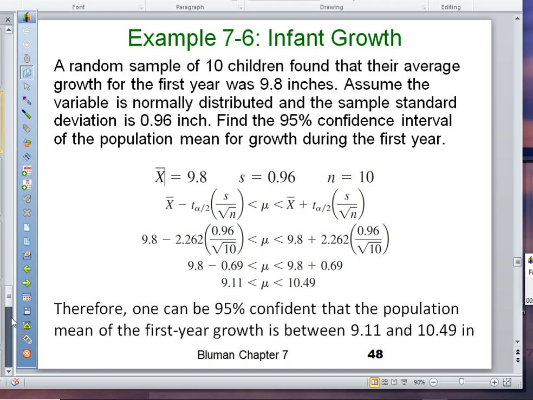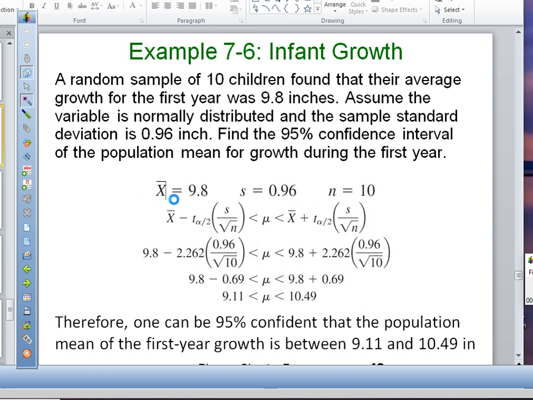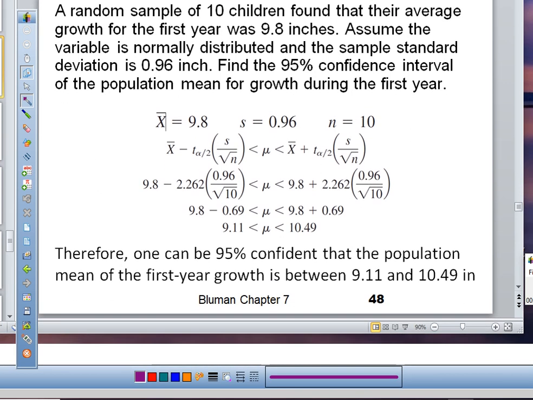Oh, actually they don't round. Okay, so yes, this is kind of what they got. This is it prettier if you want to see that. And then they give a nice summary saying that one can be 95% confident that the population mean in the first year growth is between 9.11 and 10.49. So we're saying that's our confidence level that the population mean really is in this range here.